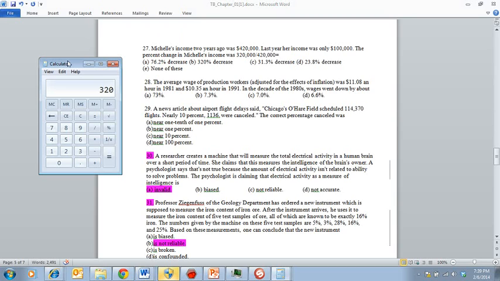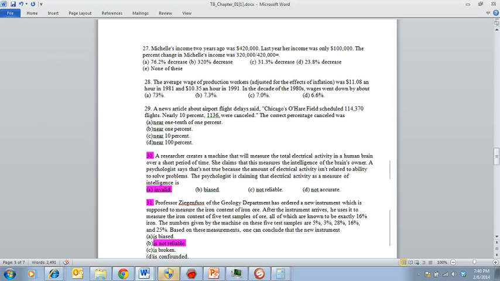$320,000 divided by $420,000 times 100. Well, here, let's do this. I'll write this down. Equals 0.762 approximately. And then if I multiply that by 100, that is going to equal 76.2% decrease, right? Which is answer A.